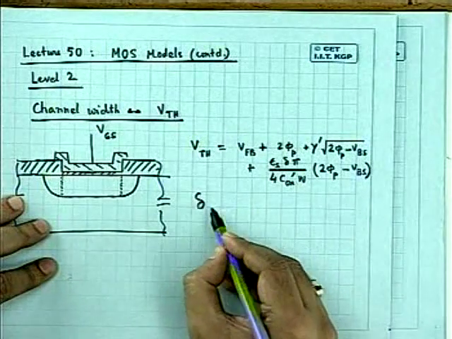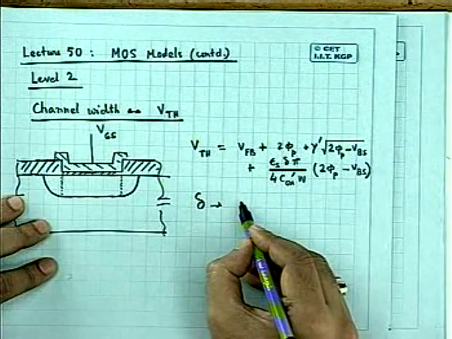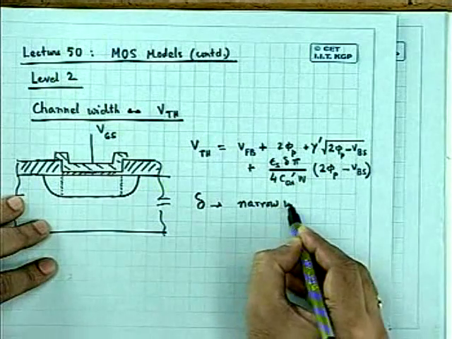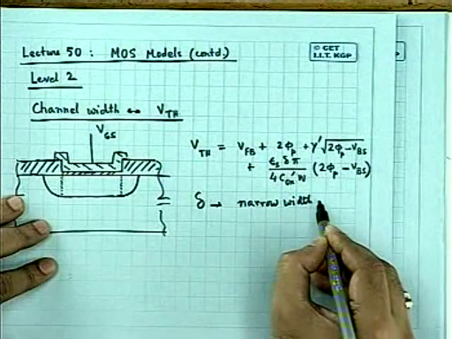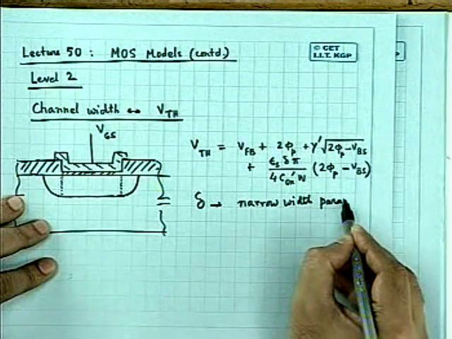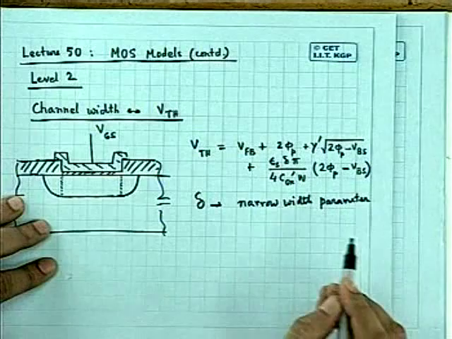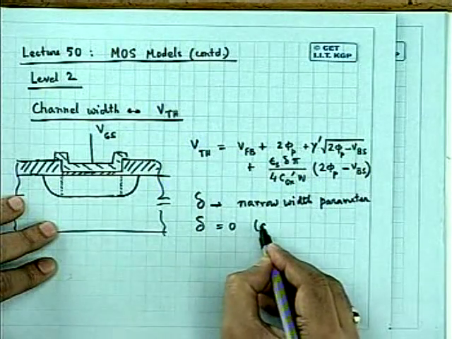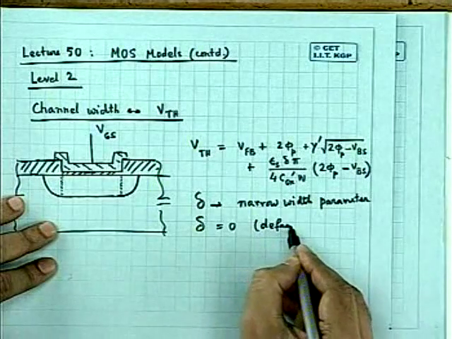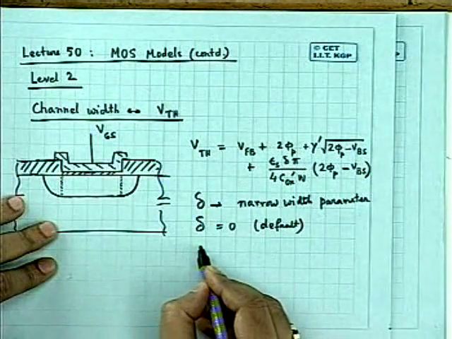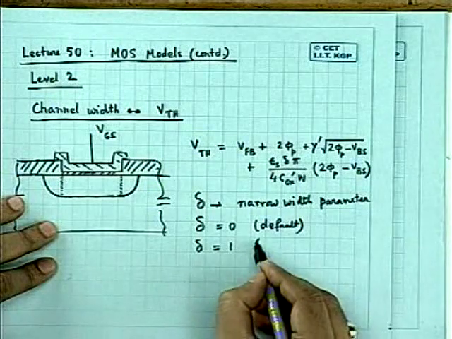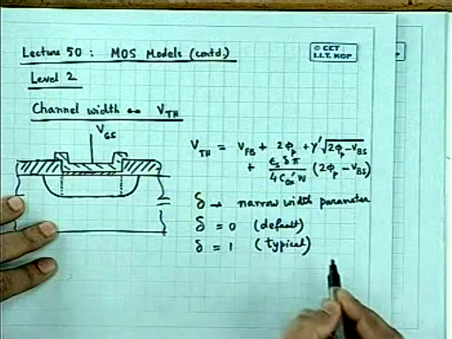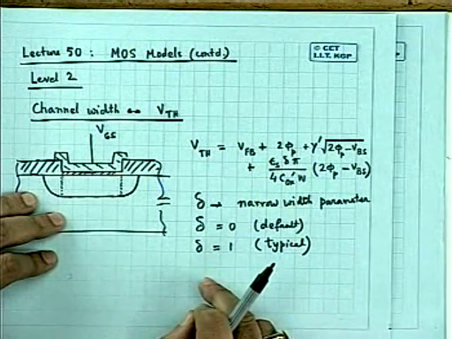a parameter called narrow width effect parameter, or width effect parameter. Delta is equal to 0 is normally the default, whereas delta is equal to 1 is a typical value. However, you have to play with the value of delta.